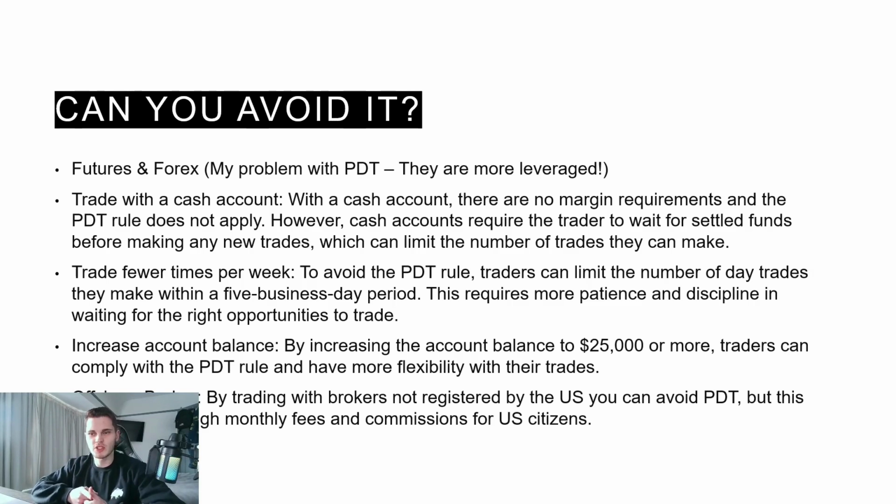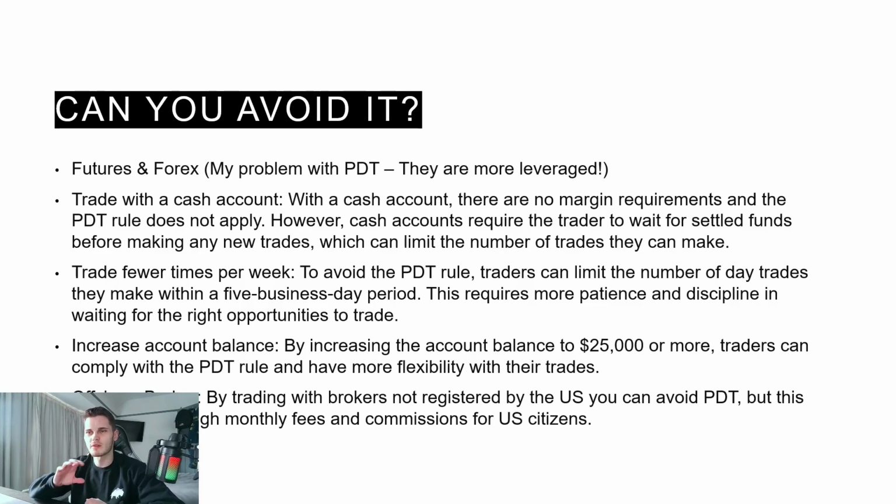But if you're trading options, you're probably going to have the PDT. If you're trading stocks and you're not a US citizen, you can probably avoid the PDT just by using a broker from your own country. But now, how can you properly avoid it if you're a US citizen, like I imagine the majority of people watching this video are? Firstly, and probably not an ideal answer, if you're a stock or options trader, you can move to the futures or forex market, because this doesn't have the PDT rule.